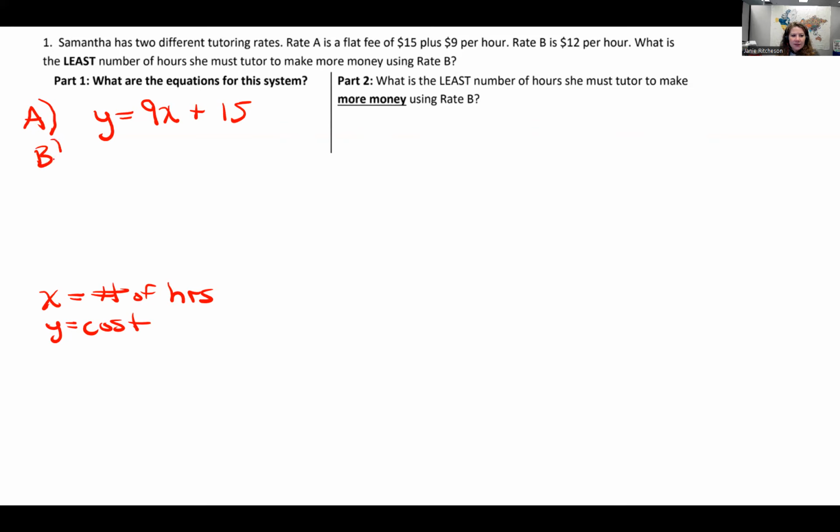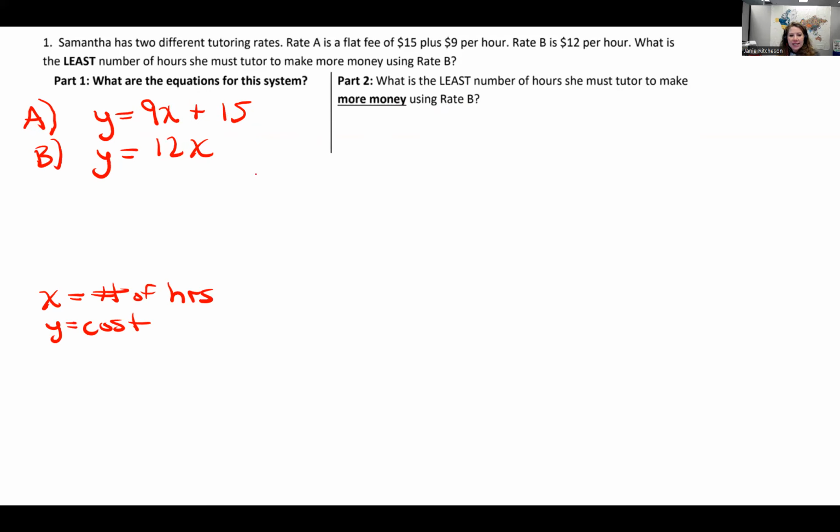All right, so the equations: Samantha has rate A. So rate A is going to be her cost is equal to $9 per hour plus 15. So let's go ahead and say that X is going to be the number of hours, and Y is going to be the cost. And then rate B, the cost is found by multiplying 12 times X. All right, so we want to see when she will make more money using rate B.